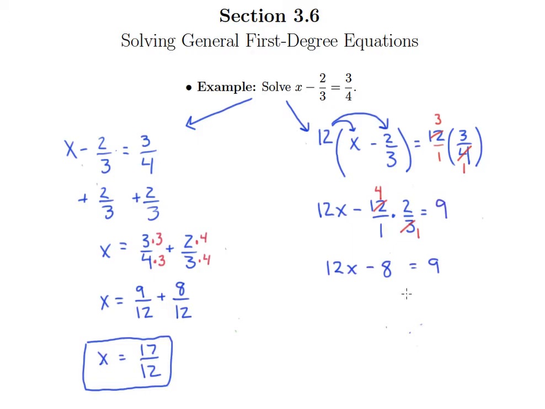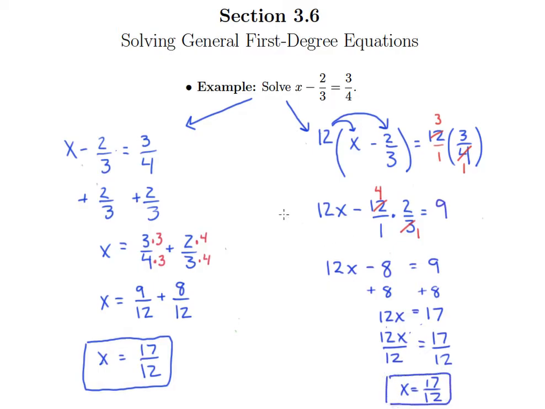All right. So we haven't made any progress toward actually solving the equation, but what we have done is eliminated fractions. And so now we can use the same techniques we have in the past. So we have 12x equals 17, and of course we can divide both sides by 12. And so we get x equals 17/12, of course, just like we did using the other technique.